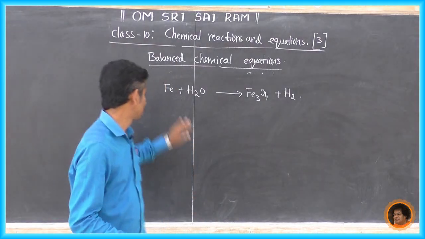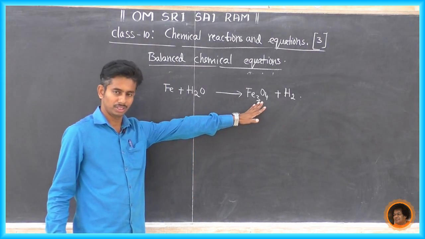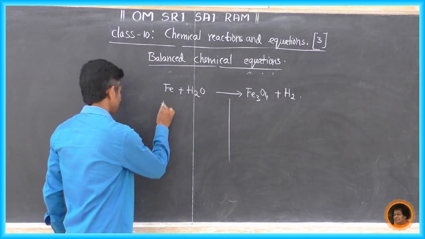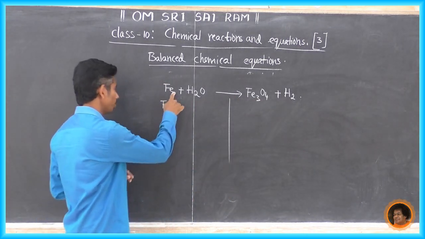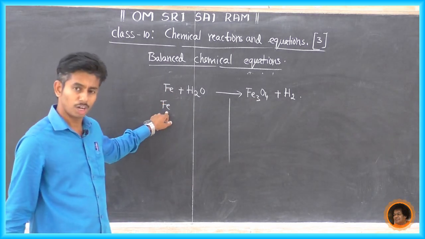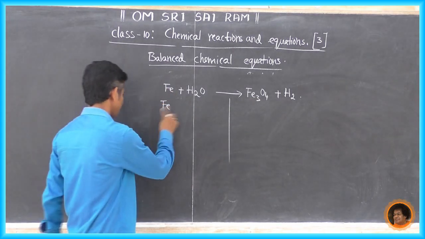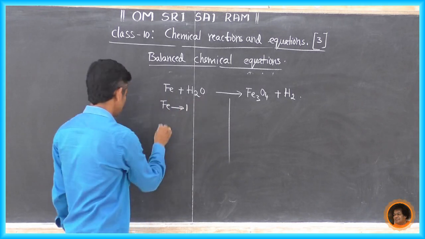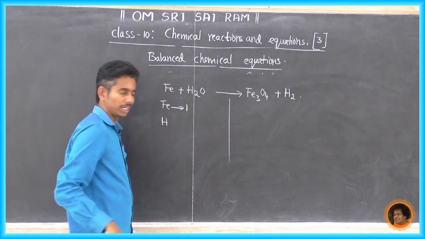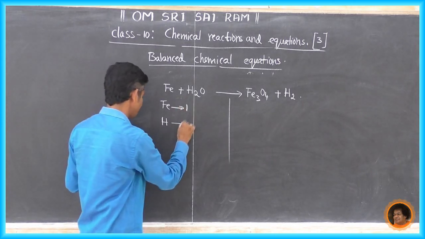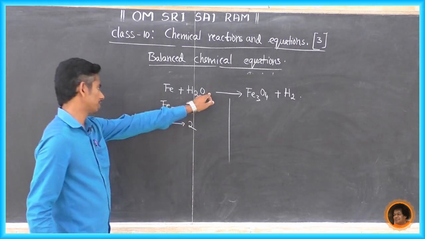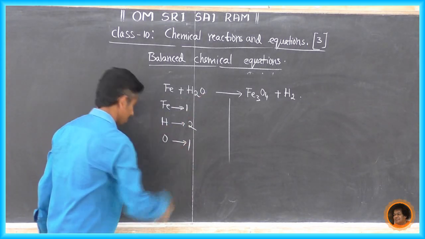Now another chemical equation is given. Is it balanced? Just check that. Which are the different elements? Fe is the element. Fe means iron. How many iron atoms? Only 1. Then H2O means there are 2 elements. One is hydrogen. How many hydrogen atoms? H2. So it is 2. Oxygen, only 1 oxygen. So oxygen 1.